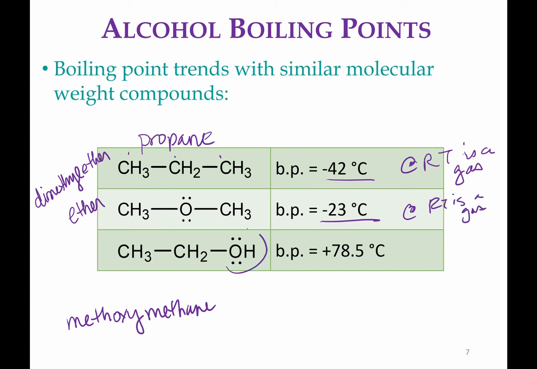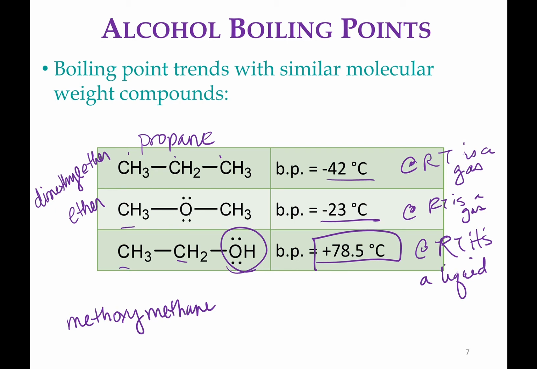What happens here when we move this oxygen over to be terminal and have that alcohol group? Positive 78.5. So at room temperature, it's a liquid. So, 2 carbons and 2 carbons, same molecular formula between these last two, but look at the difference in the boiling point. So that hydrogen bonding makes a huge difference.